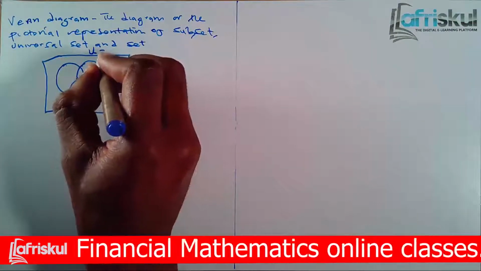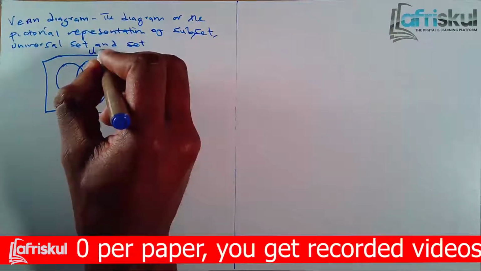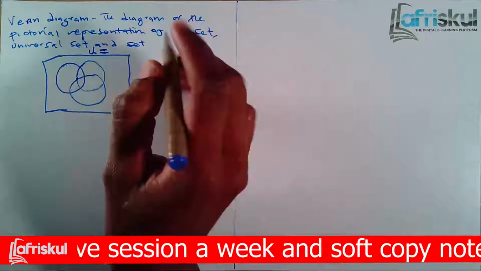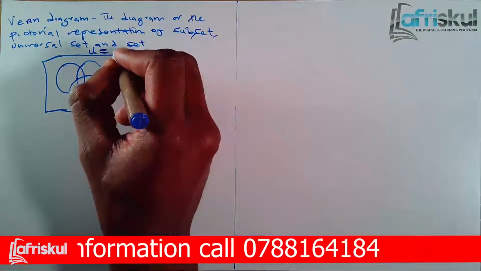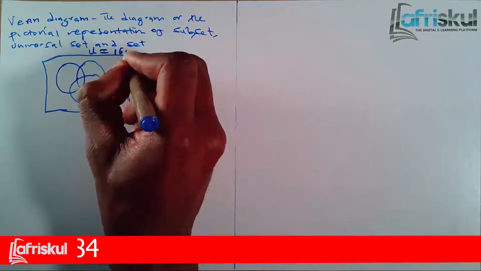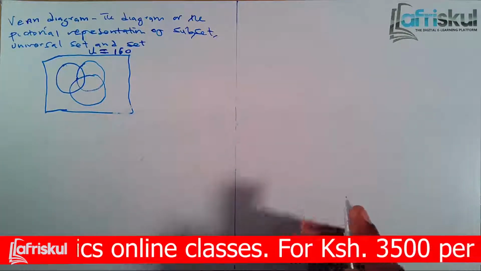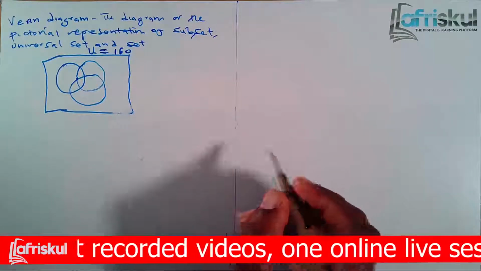Universal set, if an examiner asks you, is the set that contains all the elements. All the elements under consideration form the universal set. So in our question, the universal set is given by 160. All our elements in this question are represented by 160.